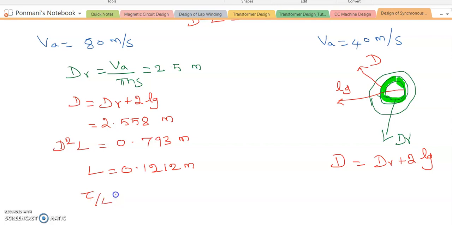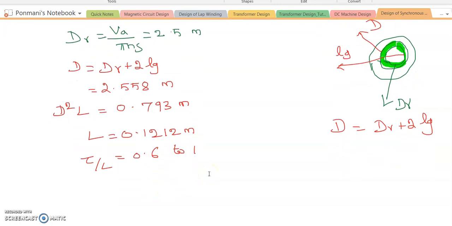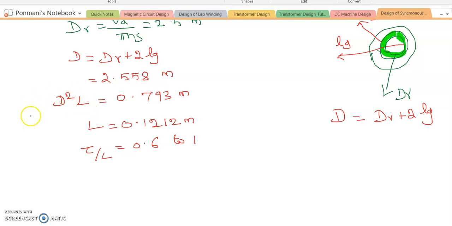So that we are verifying with the given limit, we are calculating the tau by L ratio. Tau by L ratio is given in the problem. It should be between 0.6 to 1, so that value should be within this range. And tau is pi d by p. We know tau is equal to pi d by p. So we have calculated the values of d and L.